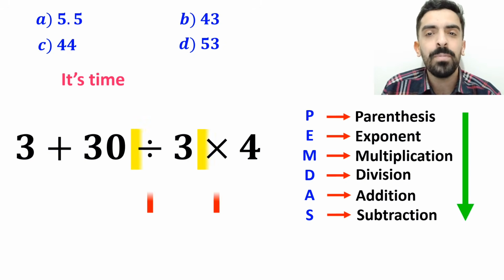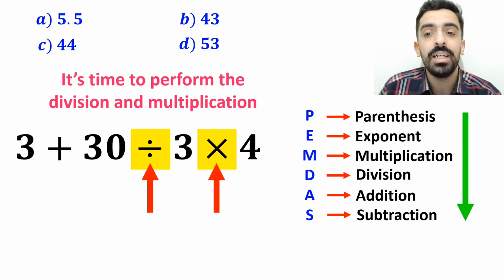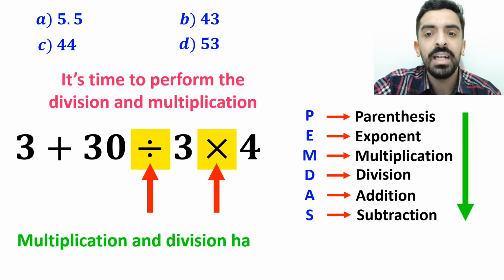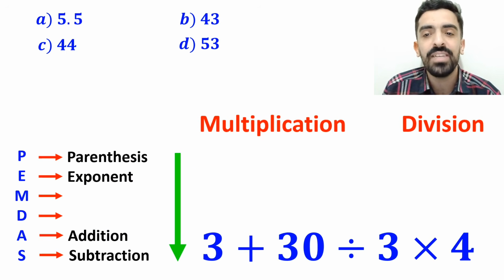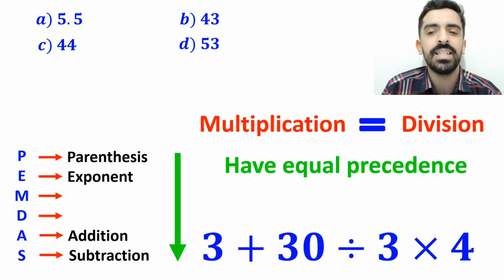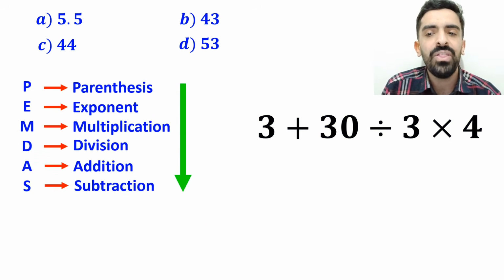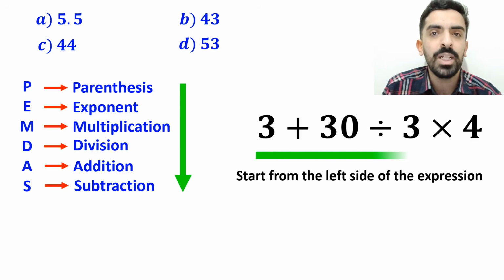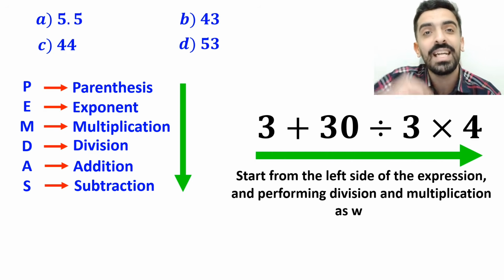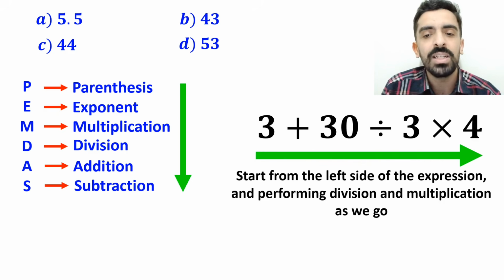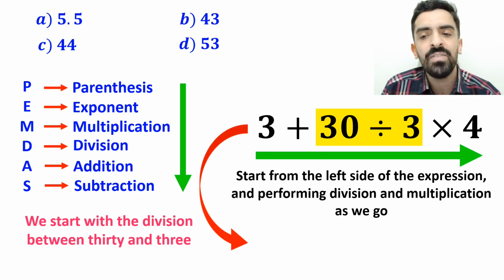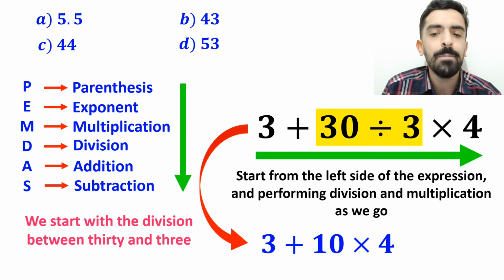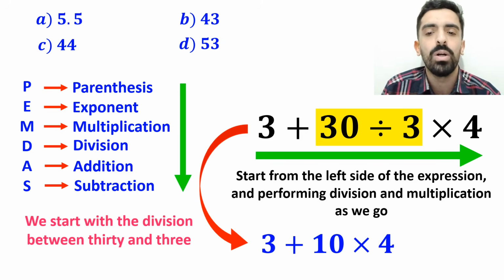Alright, now it's time to perform the division and multiplication, because multiplication and division have higher priority than addition. However, we must pay close attention that multiplication and division have equal precedence. In this case, the best thing to do is to start from the left side of the expression and perform division and multiplication as we go. So, we start with the division between 30 and 3. And instead of this expression, we can write 3 plus 10 multiplied by 4.